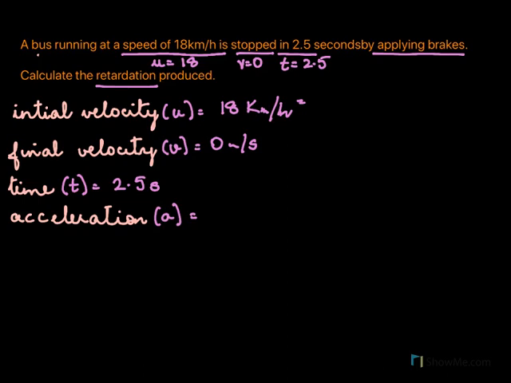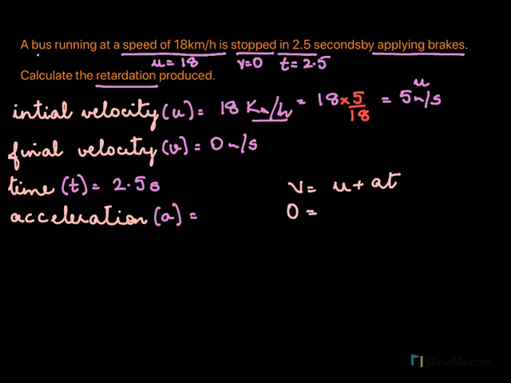Here one quantity is not in the proper SI unit, that is kilometer per hour. We need to make it meter per second. So we do 18 into 5 by 18, and that would be 5 meter per second. So the initial velocity is 5 meter per second. So we use the equation of motion, which is v equal to u plus at.